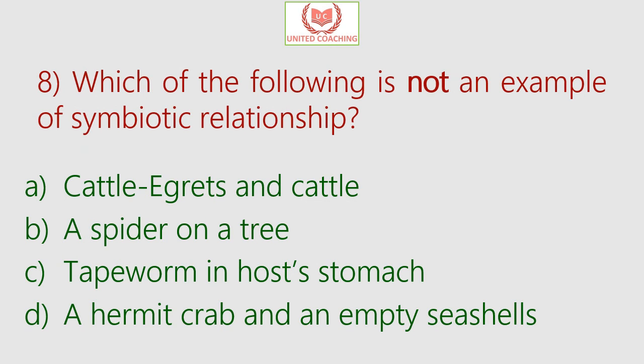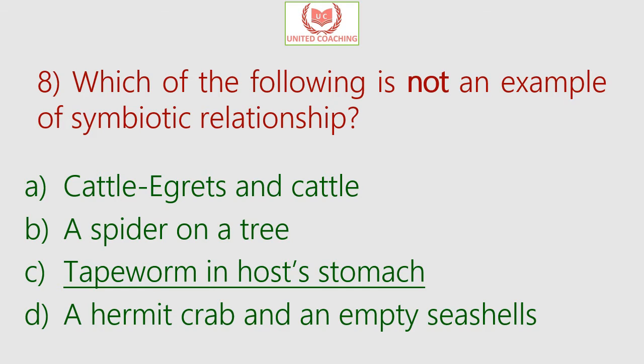Our next question is, which of the following is not an example of symbiotic relationship? So is it cattle egrets and cattle, or a spider on a tree, or tapeworm in a host's stomach, or a hermit crab and an empty seashell? So the answer is tapeworm in a host's stomach. That is an example of parasitism. The rest are examples of symbiotic relationships, either one way or two way.